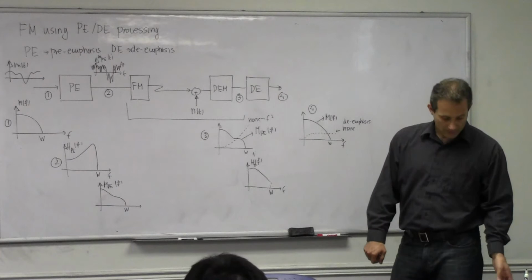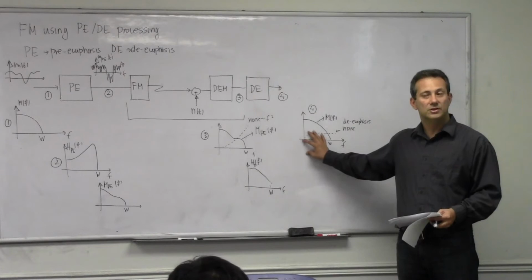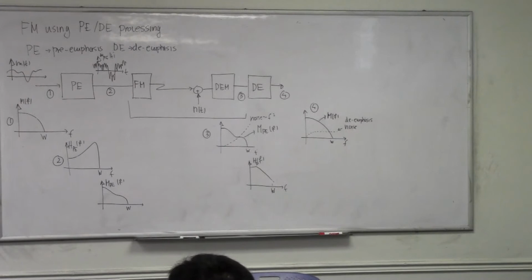Alright? So now that we've seen this idea, let's work out some math. The objective here is to see how much of an additional improvement in signal to noise ratio we get by using pre-emphasis and de-emphasis. And what I'm going to do is give you some example of the circuit also, so this is not abstract.